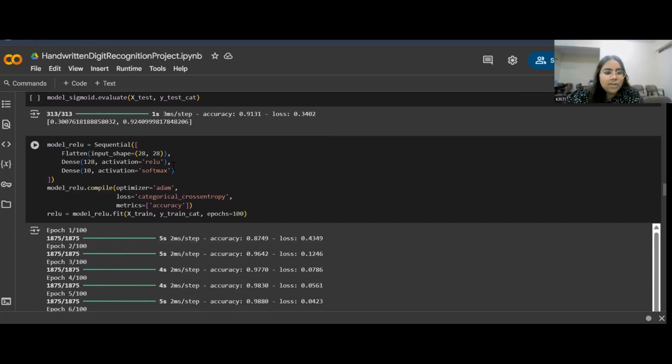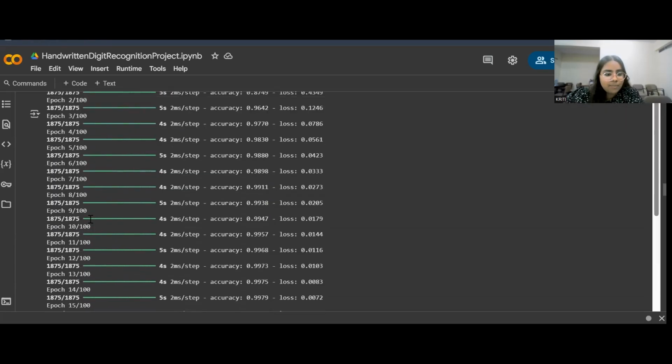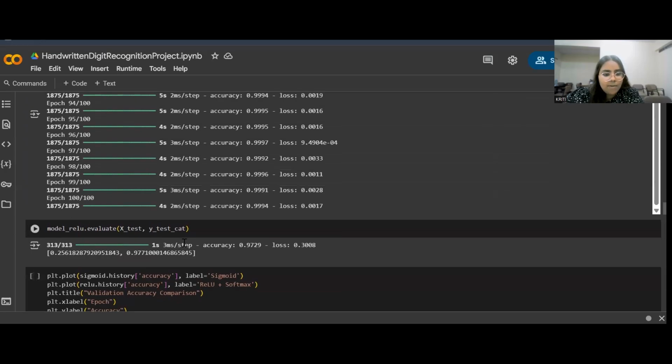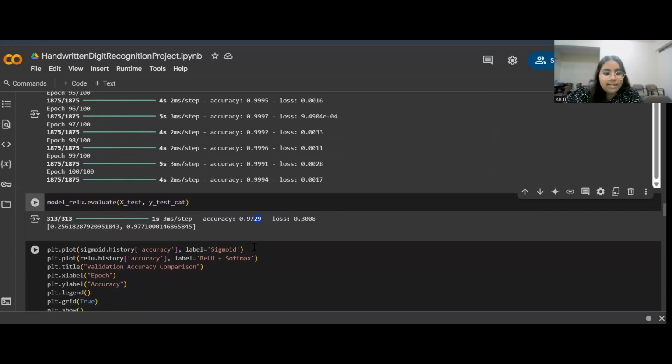Then we have the model in which we have used the ReLU activation function in the hidden layer. We have used this function to avoid the issue of the sigmoid function, which was the vanishing gradient. For the output layer, we have used the softmax activation function, which gives us the probabilities of each class. And then again, running it for 100 epochs. Here is the result. Evaluating the data, we can see we have achieved an accuracy of 97%, so our accuracy has increased drastically.